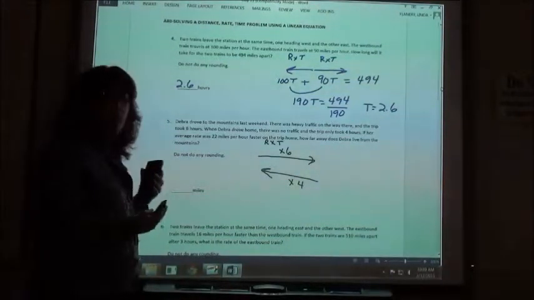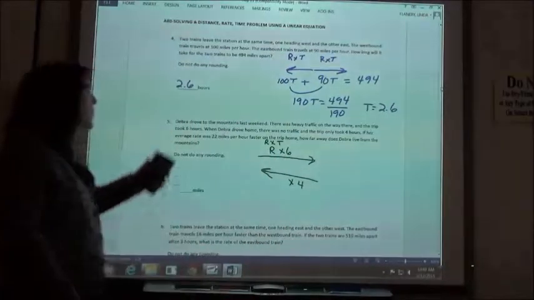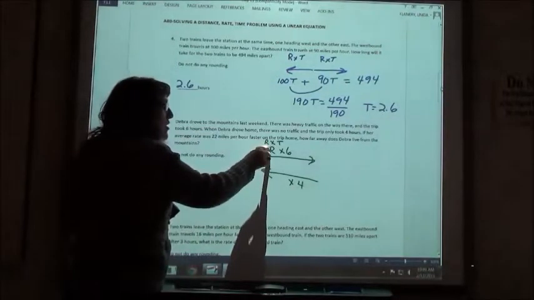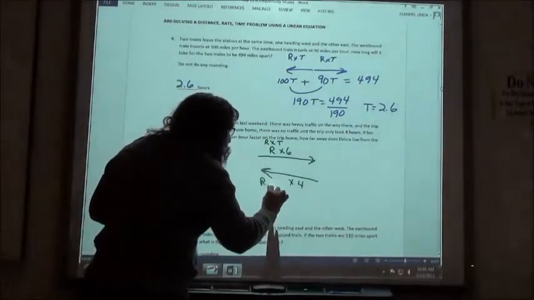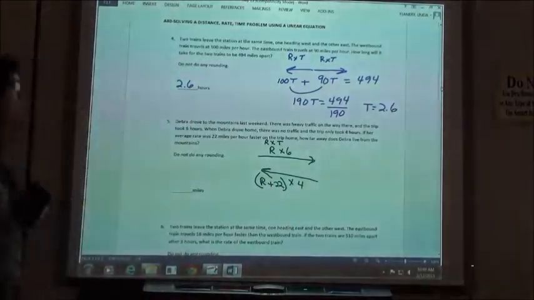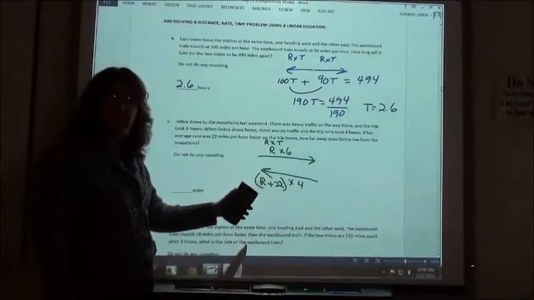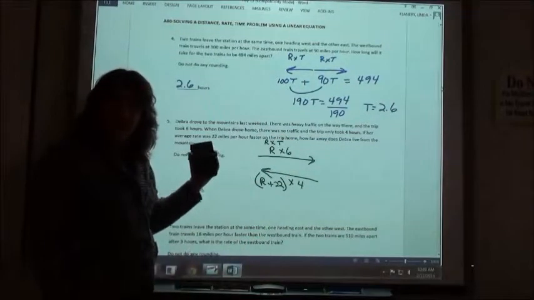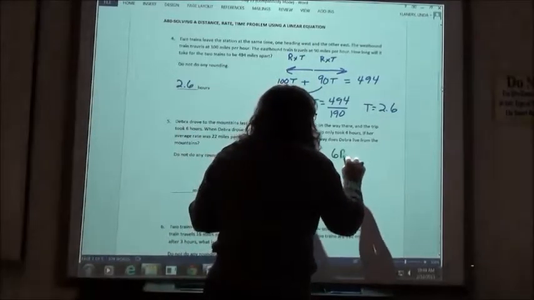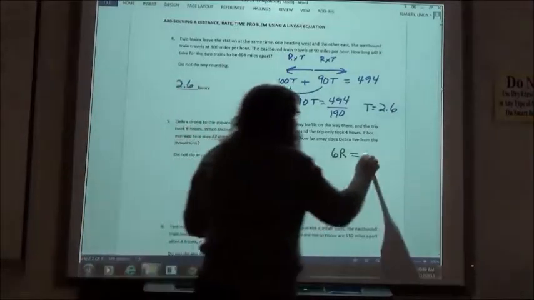We don't know what the rate was on the way there. We're just going to leave it as R. But we do know on the way home she went 22 miles an hour faster than what she did here. So R plus 22 would be her rate on the way home. We know that those two things should be the same because if I went someplace and came back, it should be the same distance. So R times 6 would be 6R. That's going to equal 4 times our R plus 22.